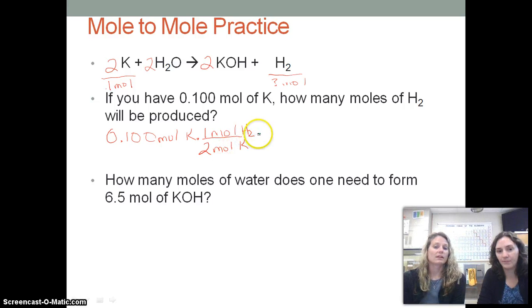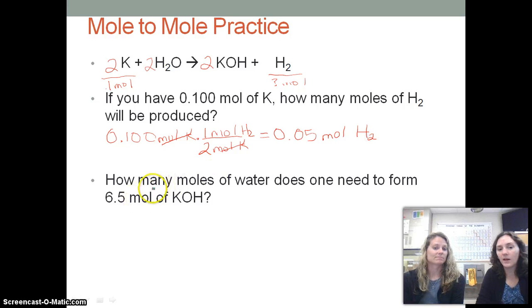Got it. And now our potassium mole and our potassium mole can cancel each other out. 1 on the top, 1 on the bottom. We're left with moles of H2. Once you do your math, you would find out that it's 0.05 mole of H2. Okay. Pretty easy if you ask me.